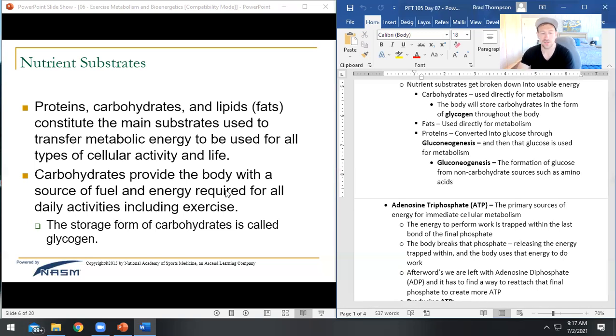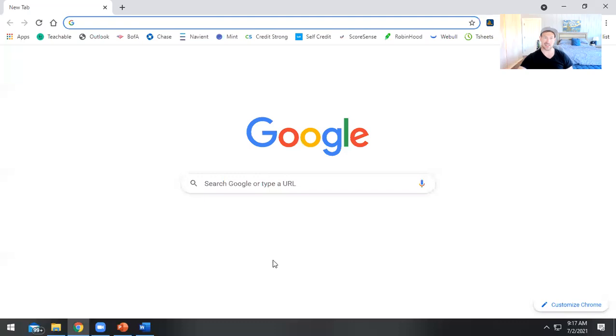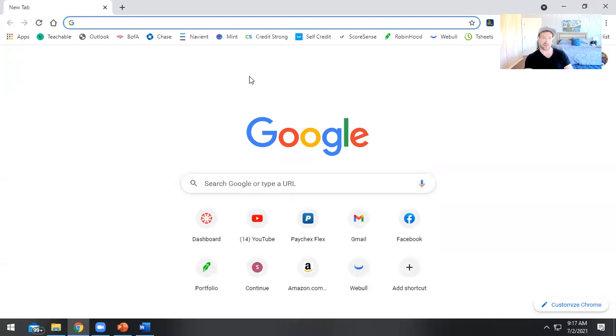So carbohydrates are definitely your body's favorite source of energy. Another source of energy that we've got is fats. Fats can actually be used directly for metabolism, which is kind of nice. This is where basically your body is going to break down fats into triglycerides, and then triglycerides are basically going to skip glycolysis and go right into the Krebs cycle.